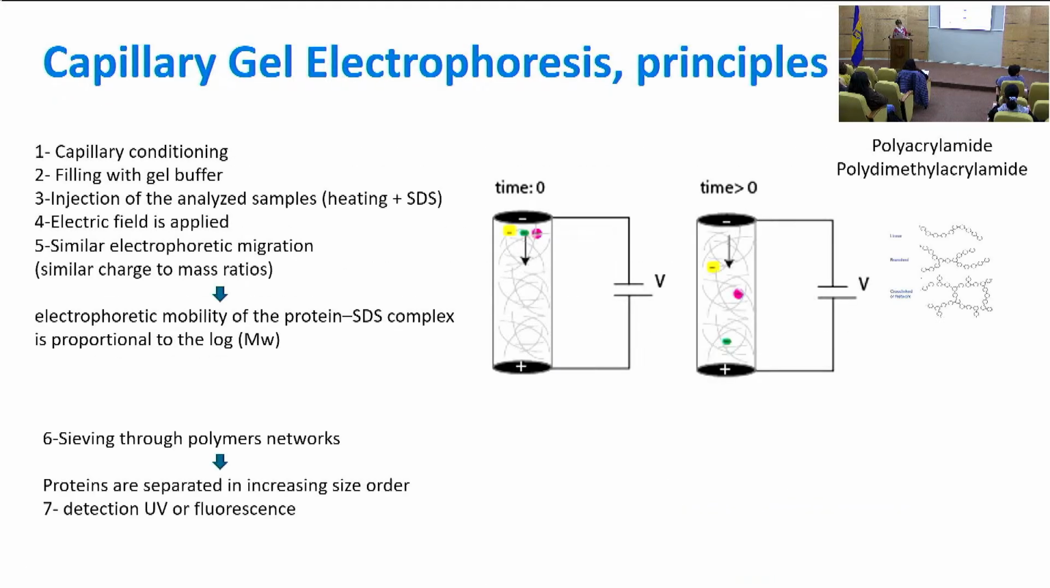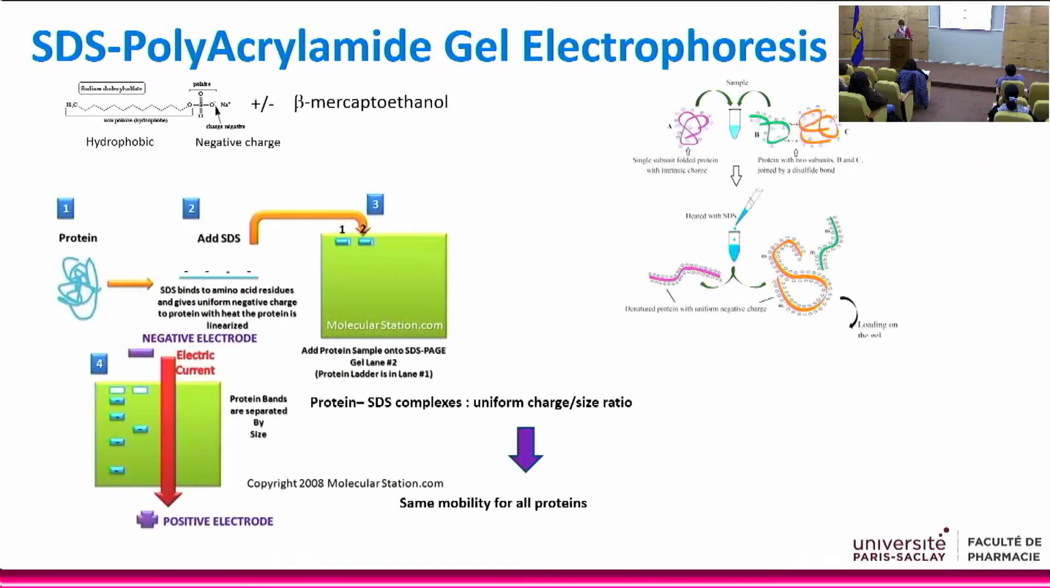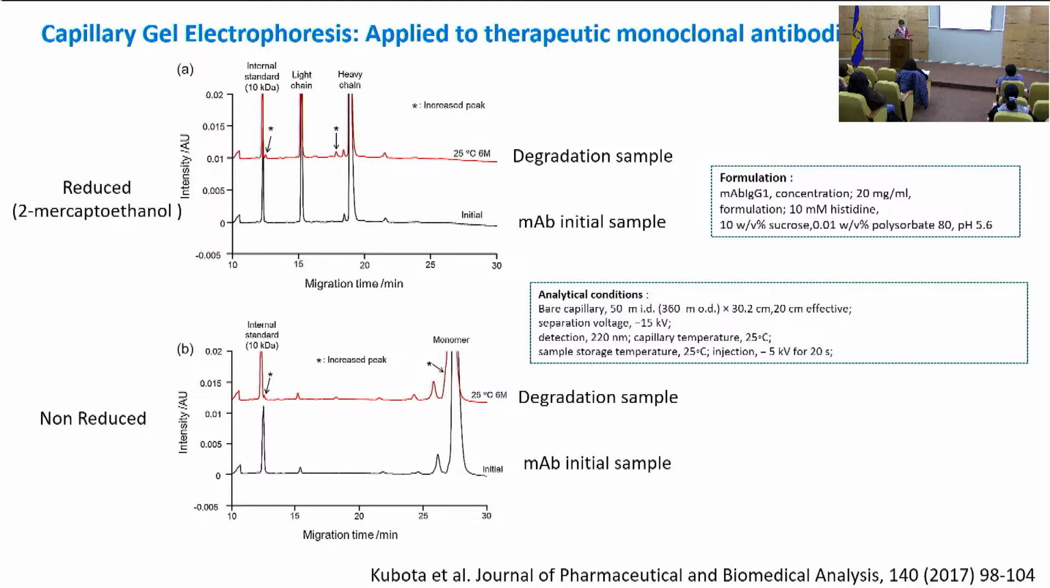I skipped this part, but it's really exactly the same. It's a gel with SDS, and we apply the electric field, and there will be a sieving of the proteins through the polymer network, and they will be separated in increasing size order. So it's as usual. I can skip here, and you can see an example with therapeutic monoclonal antibodies.